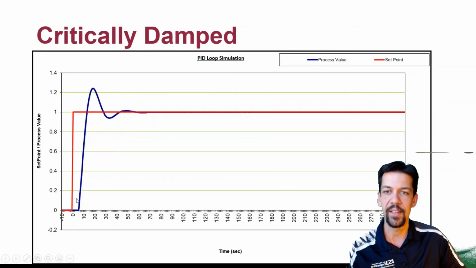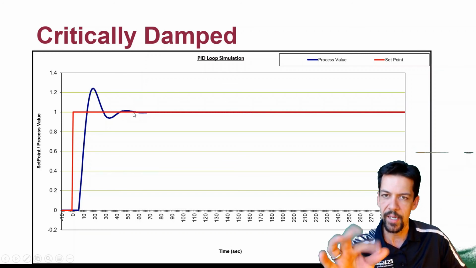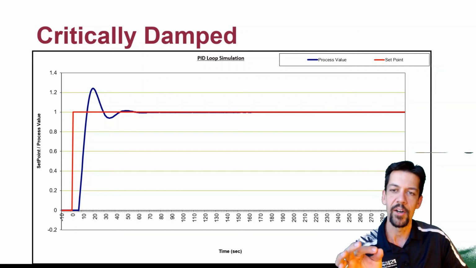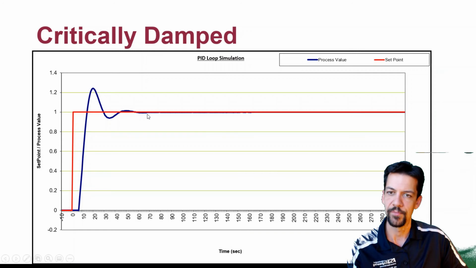Critically damped is the sweet spot. This is where we get to our set point in a very quick amount of time. We have a very quick rise time. We try to minimize overshoot, and then it oscillates just a little bit and then comes back on target very, very quickly. This is where our settling time is minimally short.